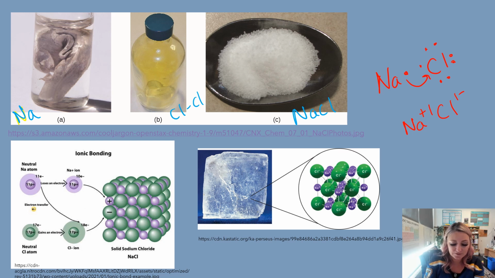Arranged perfectly, if you were to look at the lattice structure, all your positive charges are touching negative charges. You would never have two positive charges touching or two negative charges touching. And it creates this beautiful crystalline structure.